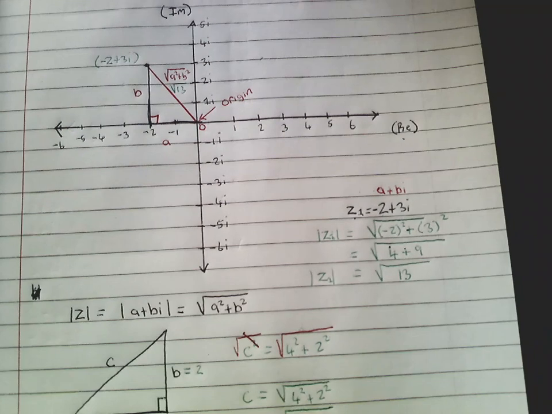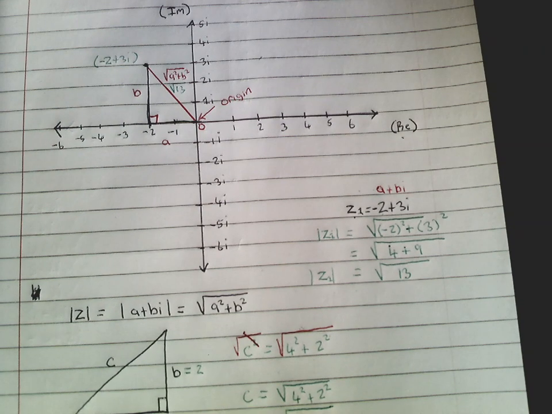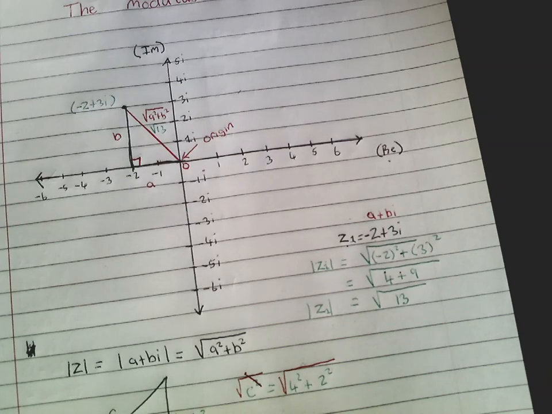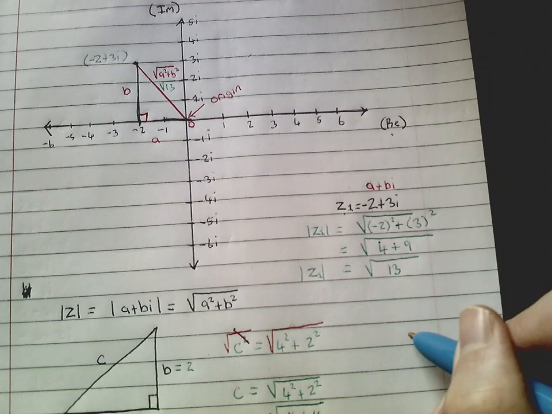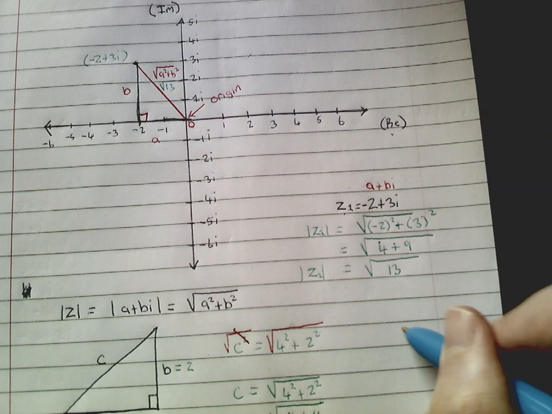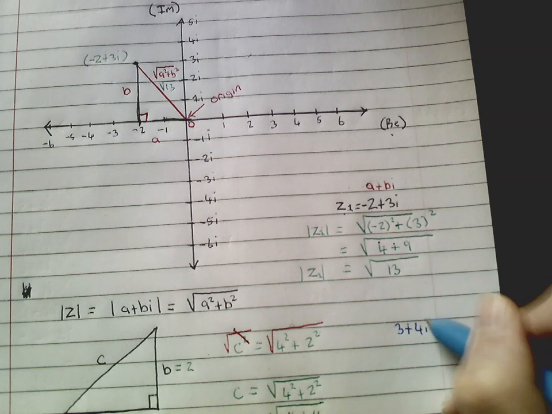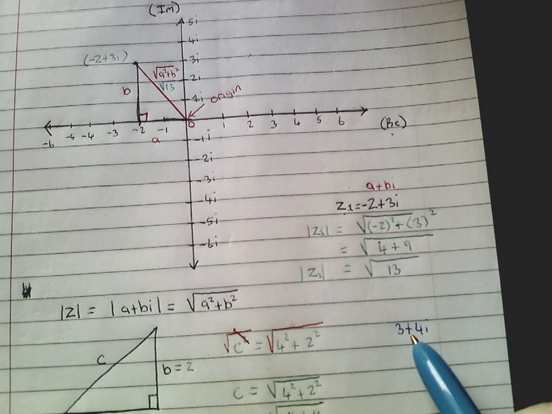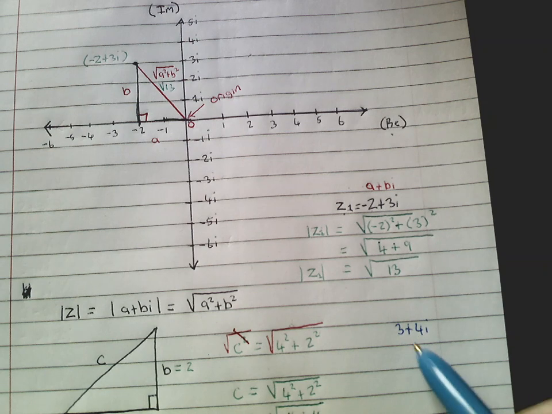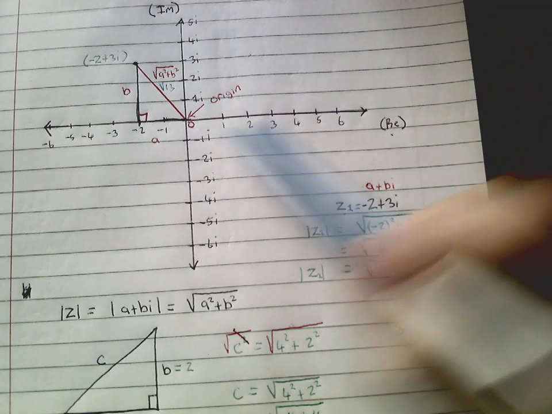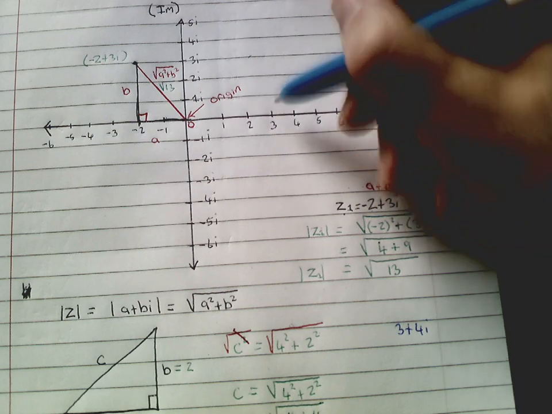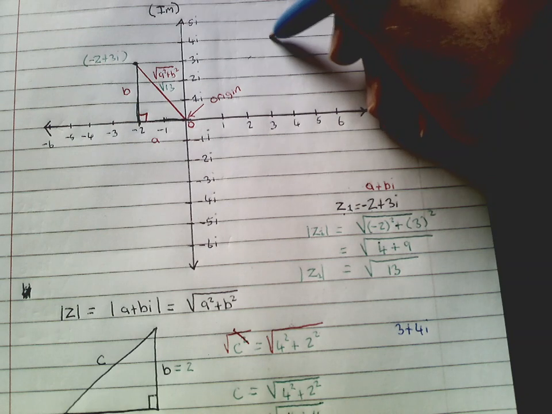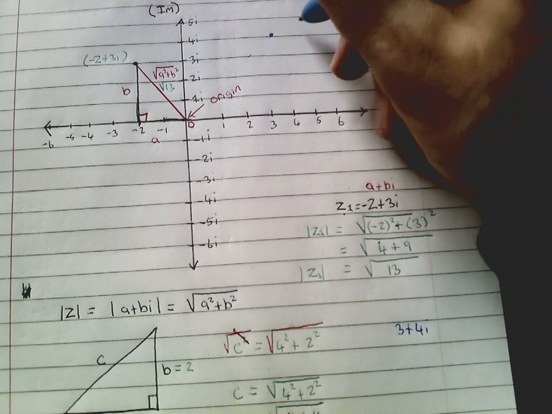Maybe I'll just do one more before I leave it, so that we understand what we're doing. Imagine this is my complex number. My complex number is 3 plus 4i, and I want to get the modulus of this number. So the first thing I want to do is plot this on my diagram. Again, the real part is 3, so this is 3, and then I'm going up to 4i, so I'm going up to here. Okay, so this is 3 plus 4i.